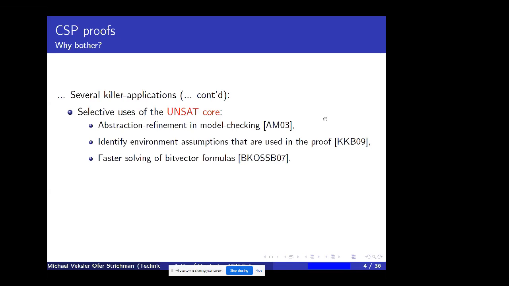Perhaps I'll mention one more work that used the core, the one that is listed here, the last one: faster solving of bit vector formulas. So this, for example, is a work where you start trying to satisfy a bit vector formula, but the original width of these bit vectors, suppose it's 64 bits, your solver is unable to solve it. So one thing you can do is under-approximate by restricting the number of bits. Say instead of 64 bits, start with 2 bits, and force everything else to be 0.